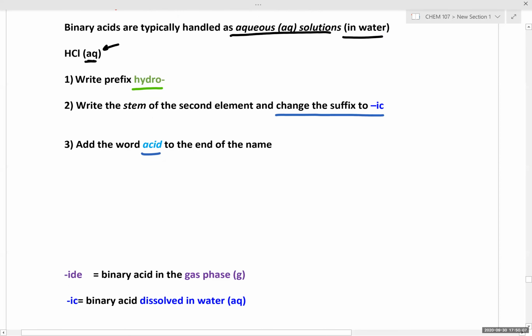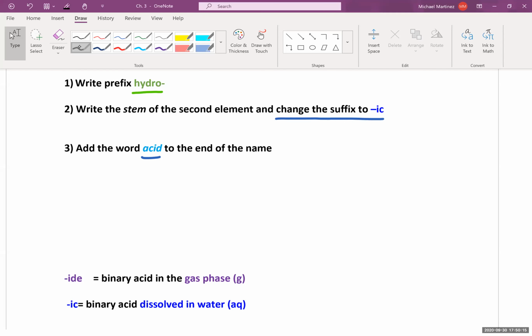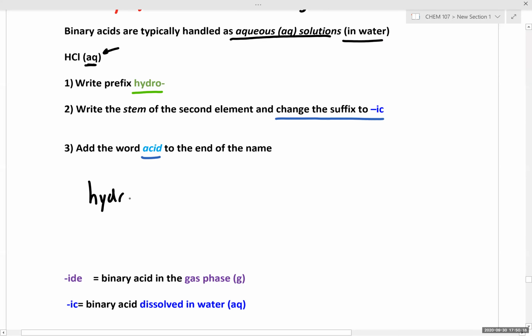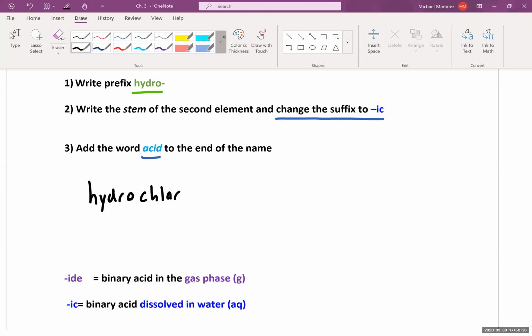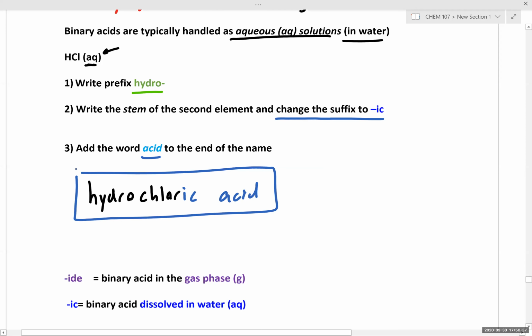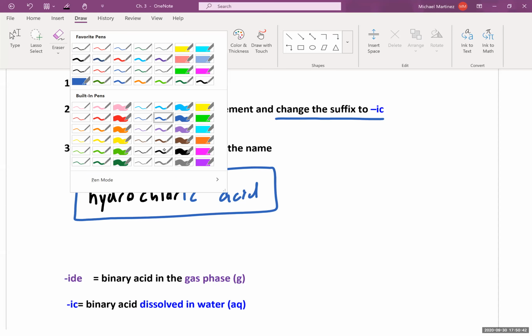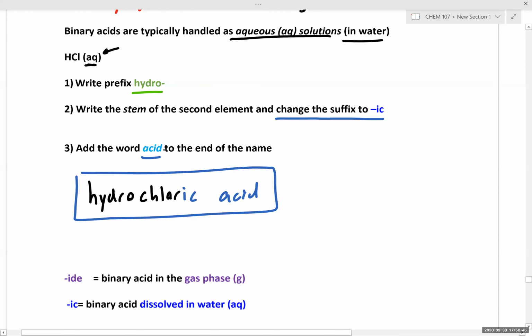So let's look at an example of this. HCl aqueous would be named as follows. So we'd write the prefix hydro, we'd write the stem, which is chlor, and then we'd change the ending to IC, and then we'd write acid at the end of the name. So this would be hydrochloric acid. Does this make sense to everyone so far?